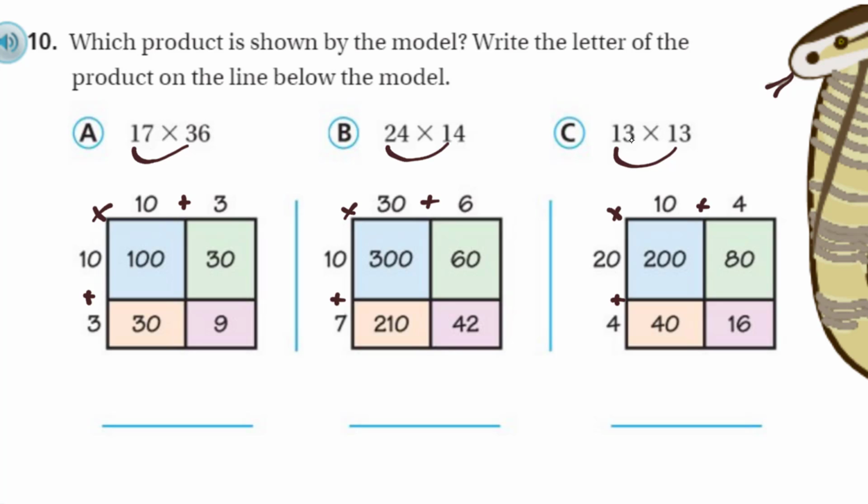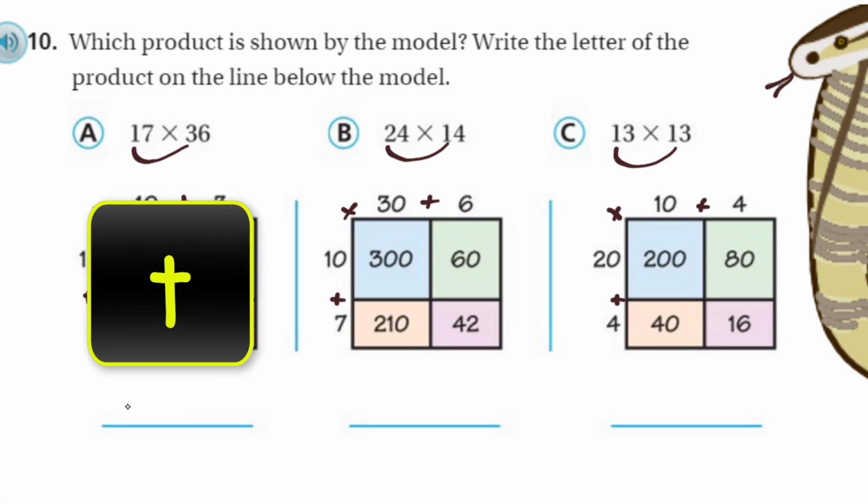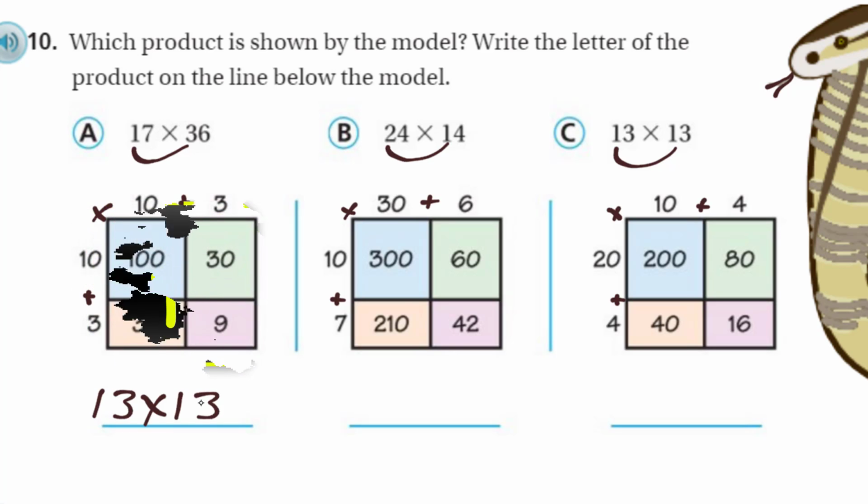Let's double check, make sure we have a 3 times the 10. We do. Do we have 3? Aha. Look at the numbers, they are identical, so of course it's just going to be the opposite. The 3 times the 10 rather than 10 times the 3, 3 times the 10, and then 3 times 3, which is 9. So this is definitely C. So I'm going to write 13 times 13 on that blank right below.